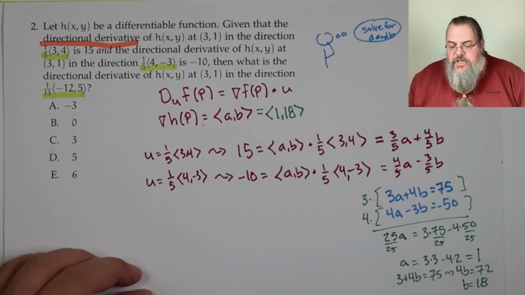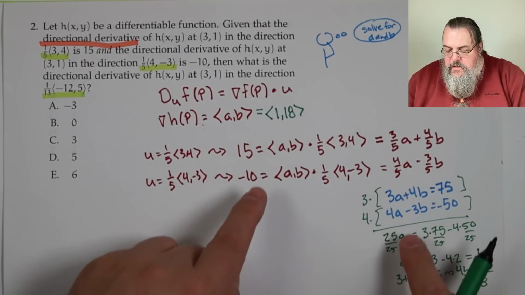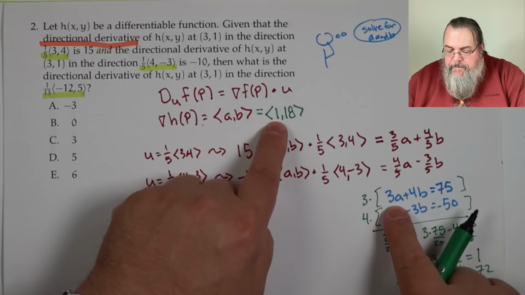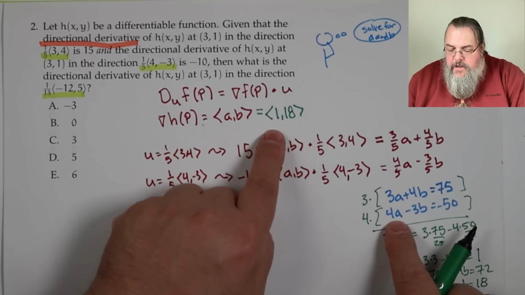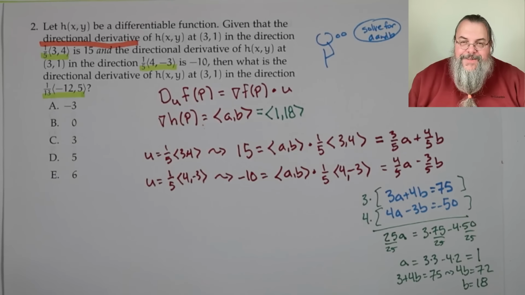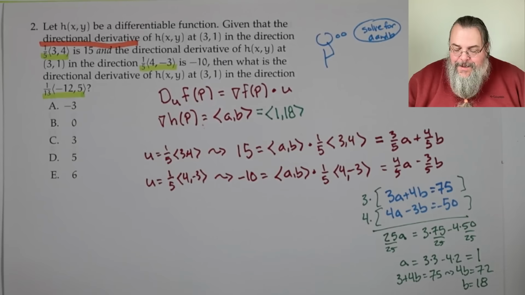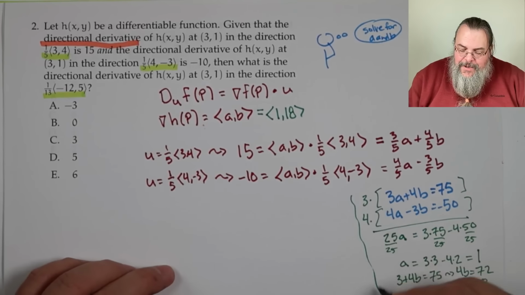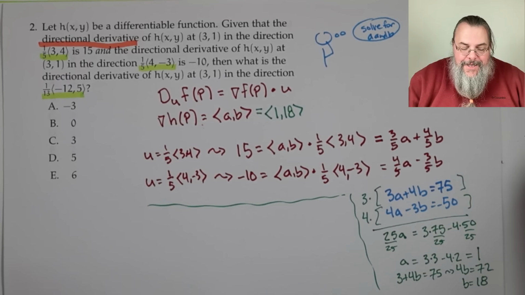Now we can double check to make sure that the numbers work. 3 plus 72 is 75, no surprise. 4 minus 54 is negative 50. All right, so we're looking good. Now we're not done yet, but now that we solved for a and b, we're ready.